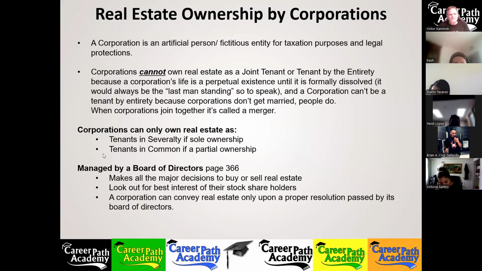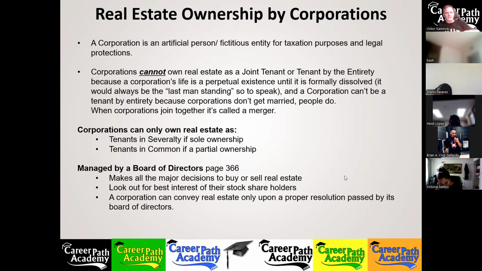Okay, so corporations cannot own real estate as joint tenants or tenants by the entirety, because a corporation's life is a perpetual existence. It lives on until it's formally dissolved. You could have presidents and CEOs die and they just get replaced and the corporation lives on. It never dies. And corporations can never be tenants by the entirety, because that is ownership by married couples, and corporations don't get married, people do. So corporations can only own real estate as tenants in severalty if it's sole ownership, or tenancy in common if it's a partial ownership.